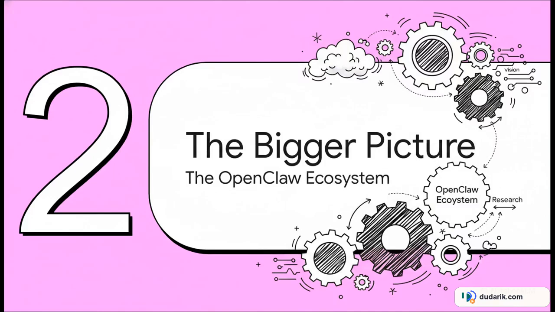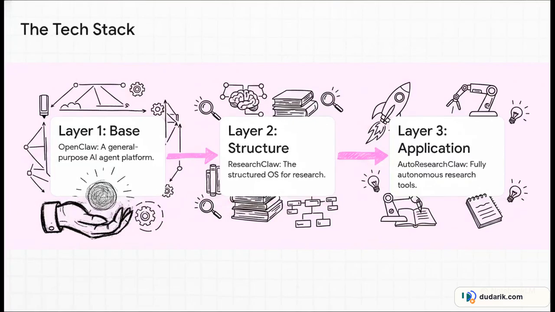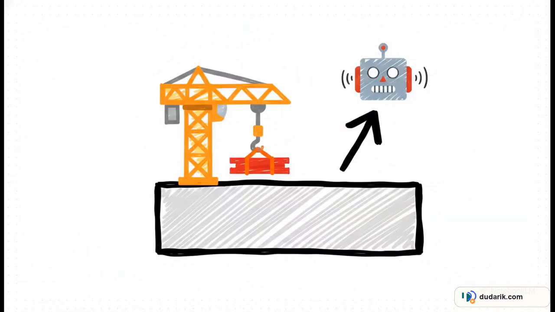Now let's zoom out for a second, because ResearchClaw isn't an island. It's actually part of a much bigger vision for AI agents called the OpenClaw ecosystem. And understanding where it fits in is key to really getting why it's so powerful. Think of it as a 3-layer stack. At the very bottom, you have OpenClaw, which is the general-purpose AI agent platform. Then in the middle, you have ResearchClaw, the thing we've been talking about. It adds that critical, structured layer just for research. And then, sitting on top of all that, you can build incredibly powerful applications, like a fully autonomous agent called AutoResearchClaw.